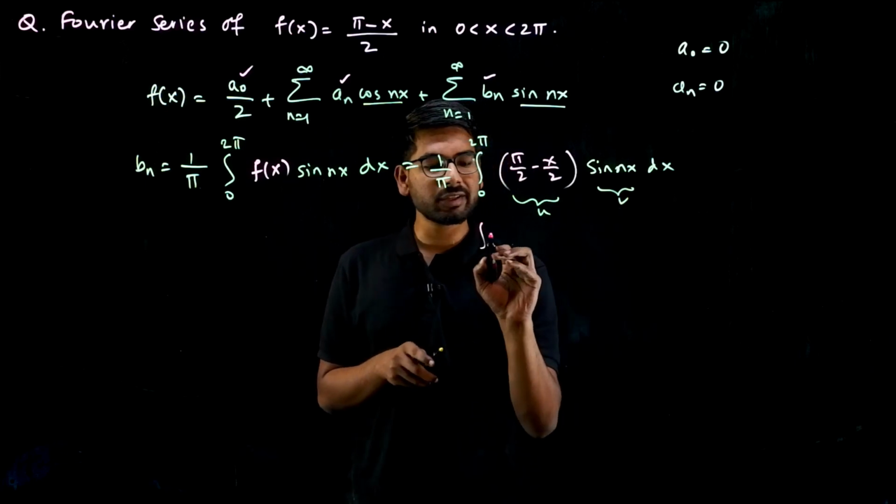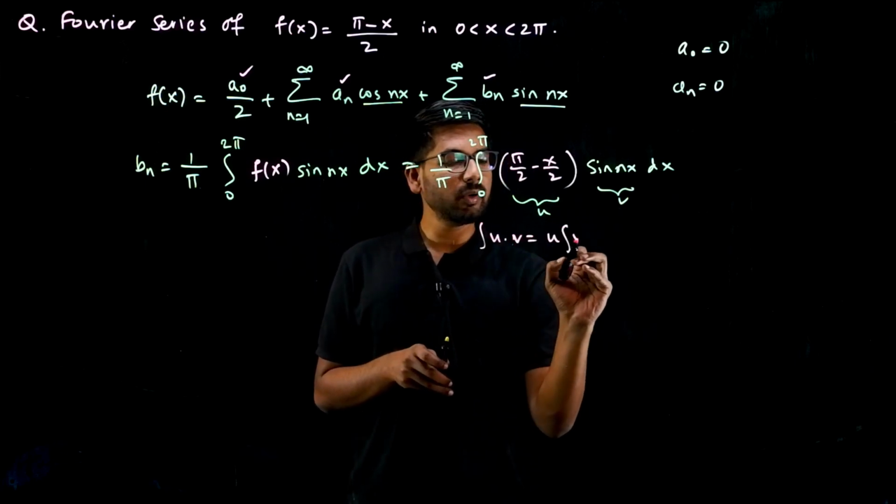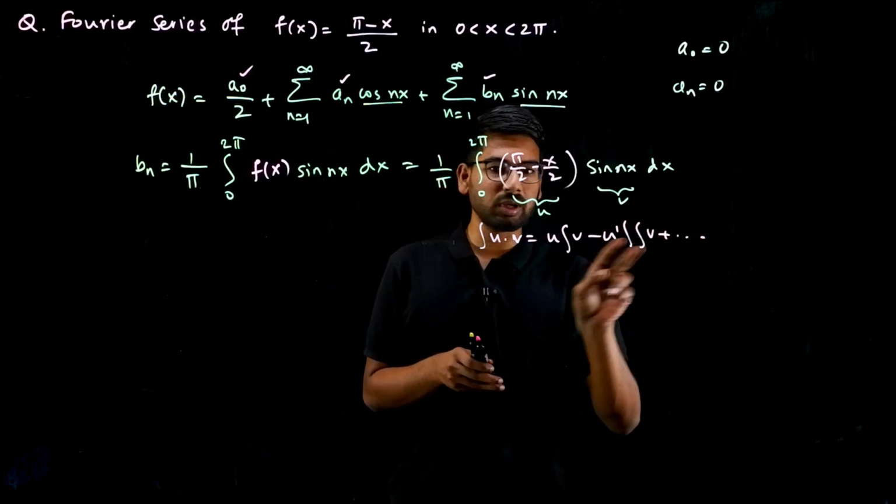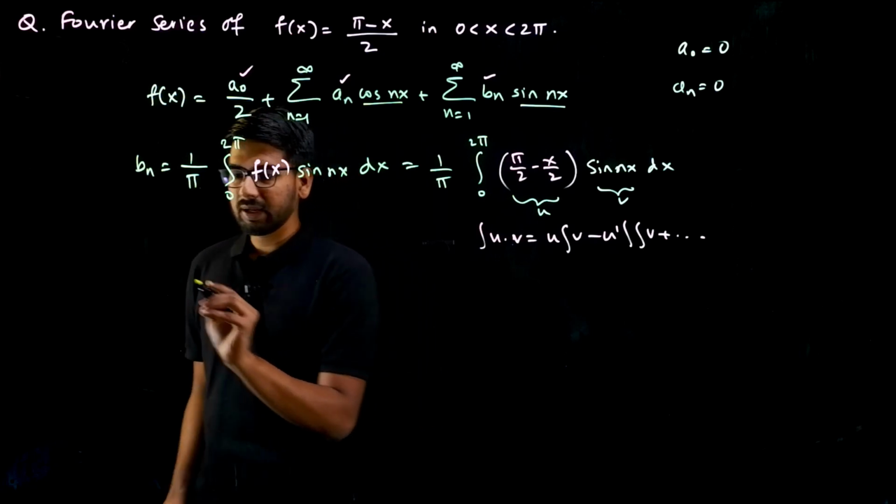What is integration of u into v? Integration of u dot v is u into integration of v, minus u dash into the second integral of v, plus dot dot dot. We only need 2 terms. Okay, so how do we get here?